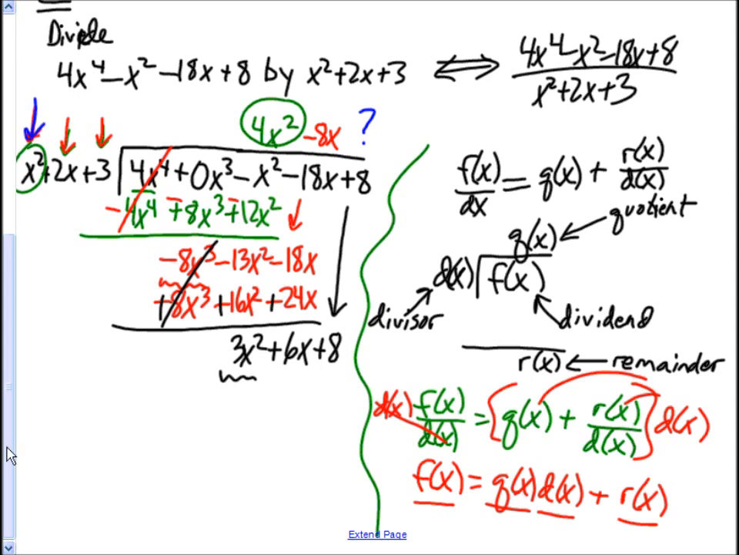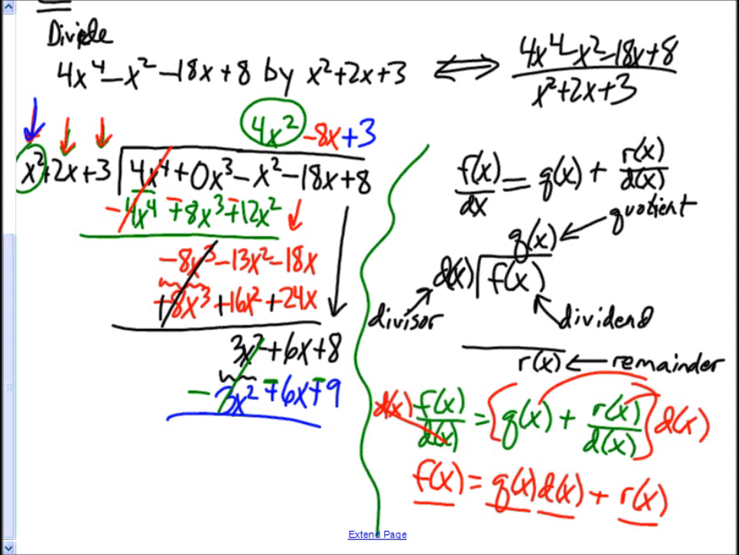I say, oh, that's just a 3, because 3 times x squared gives me 3x squared. So I put a plus 3 right here. 3 times x squared, 3x squared. 3 times 2x, 6x. 3 times 3, 9. Don't forget, change your signs. Change, change, change. Gone, right?